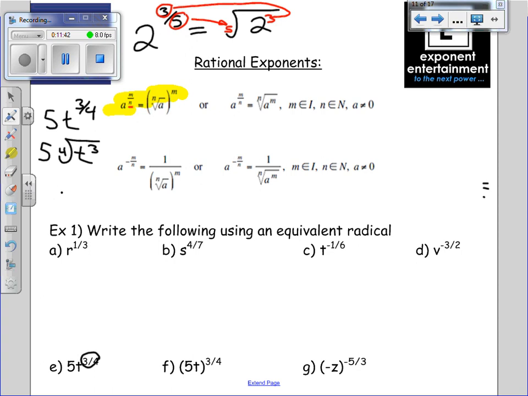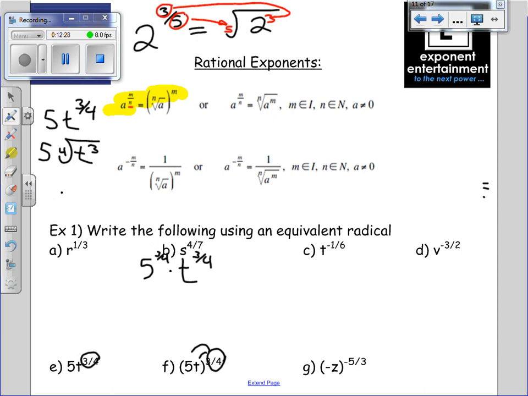The next one, though, the 5 is affected. Why is it affected? Right, it's inside the bracket. So we need to apply this 3/4 to both the 5 and the t. To do that, we go 5 to the power of 3/4 times t to the power of 3/4. That's our law from the very first day. When we have something that's to the power of it, you multiply the exponent. So we took this 3/4, we applied it there, and then we applied it there. They were both just to the power of 1, so 1 times 3/4 is still just 3/4.